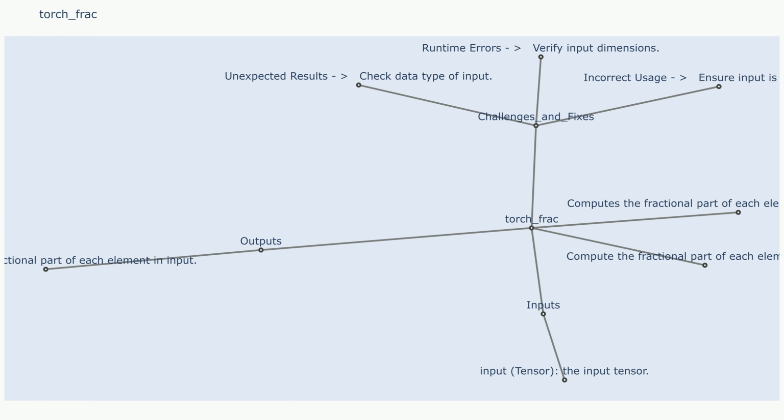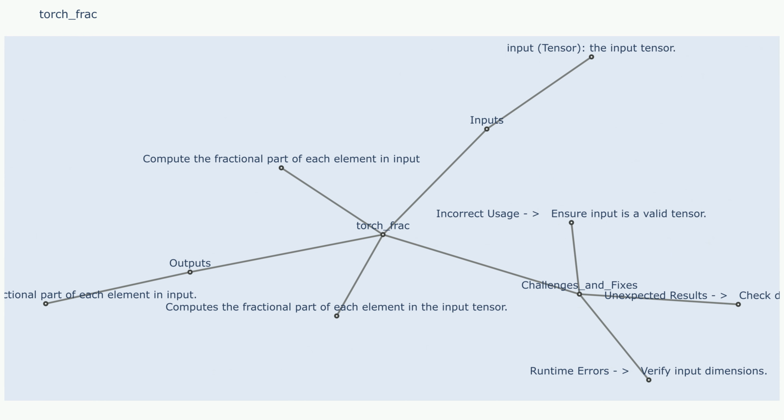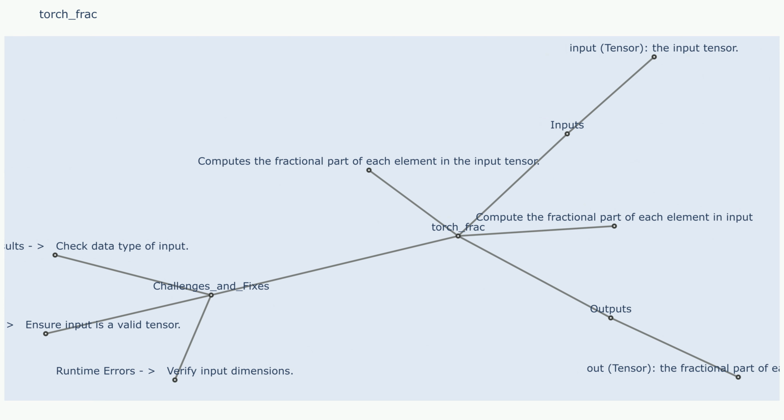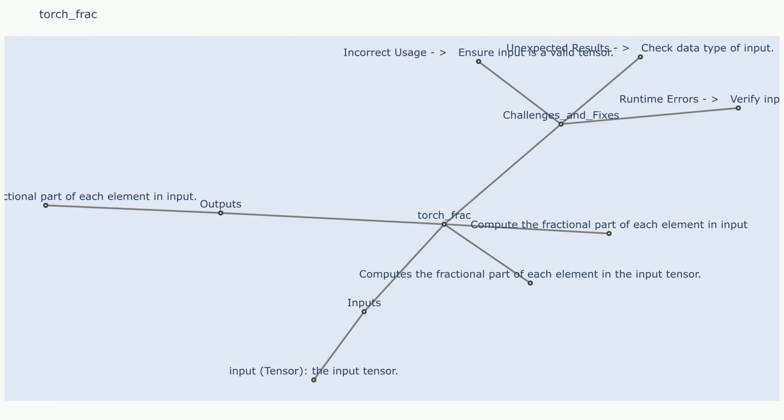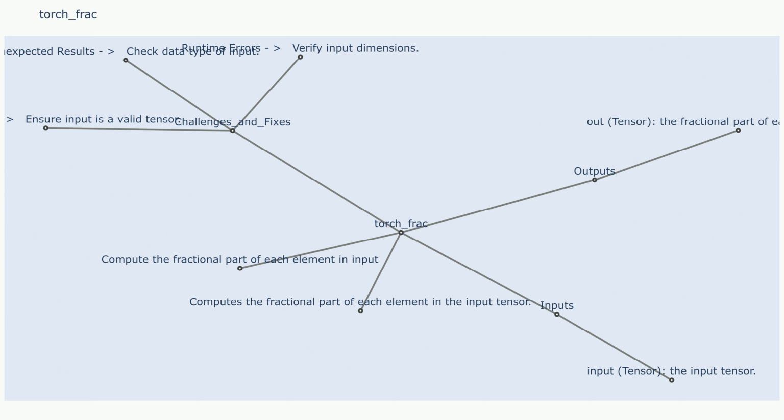Challenge 2. Input tensor with integer data type. Sample use case that resulted in challenge 2: if the input tensor contains integer values, e.g. torch.int, torch.long, the fractional part of all elements will be 0. Fixes to challenge 2. Convert the integer tensor to a floating point data type, e.g. torch.float, torch.double, before applying torch.frac if you intend to extract the fractional part.